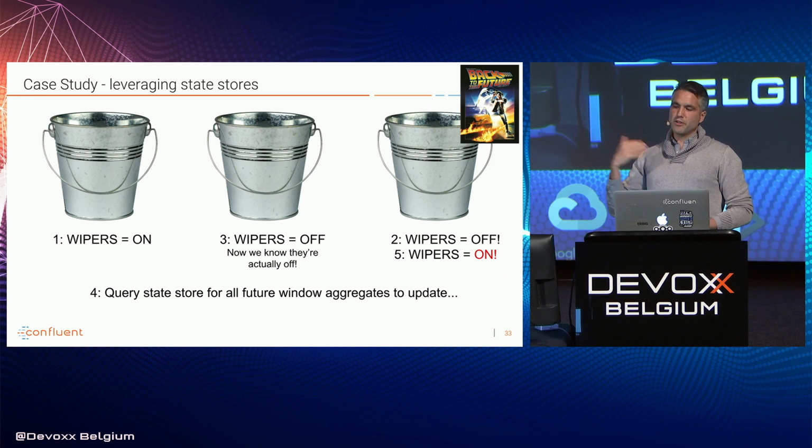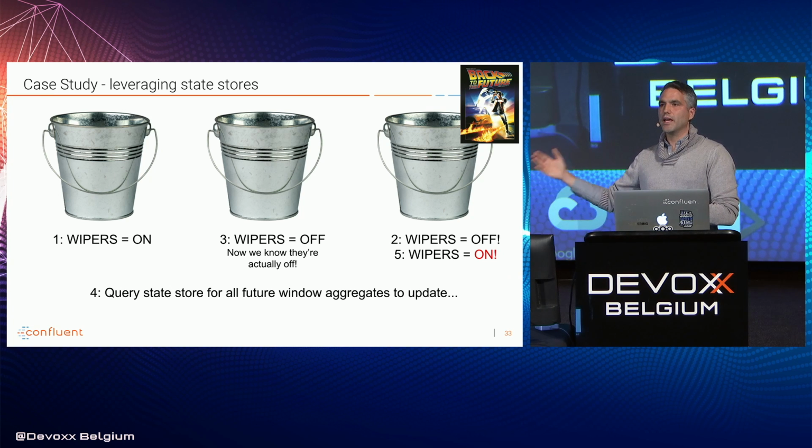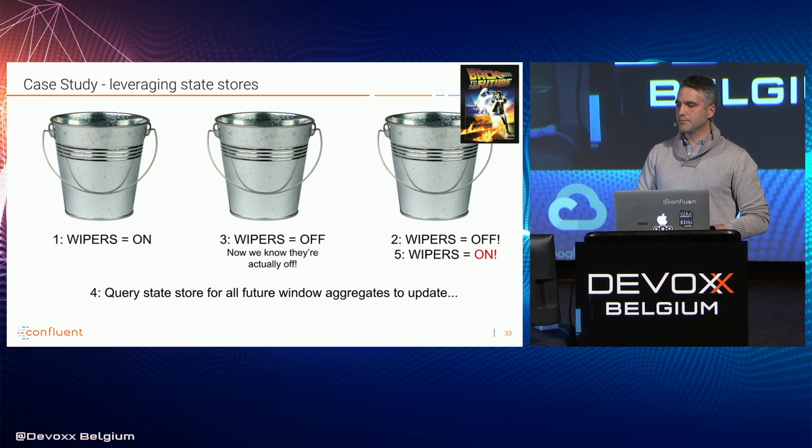So we receive 3. We know the windscreen wipers are actually off. So like I said, we query our state store for all future window aggregates that we may have already calculated, regardless of how many there are. We don't have to know how many there are. And we simply rerun our business logic and update that state in that state store and potentially emit new state update messages down the topology to update our downstream consumers that, whoops, we were wrong, something's been updated. Out of our control, because we received the message out of order.